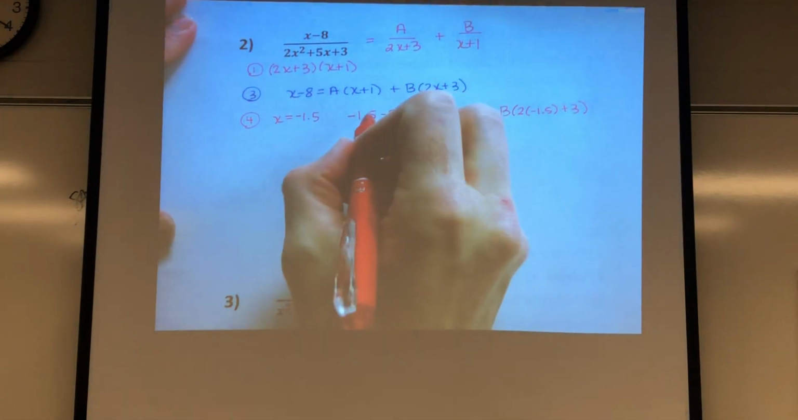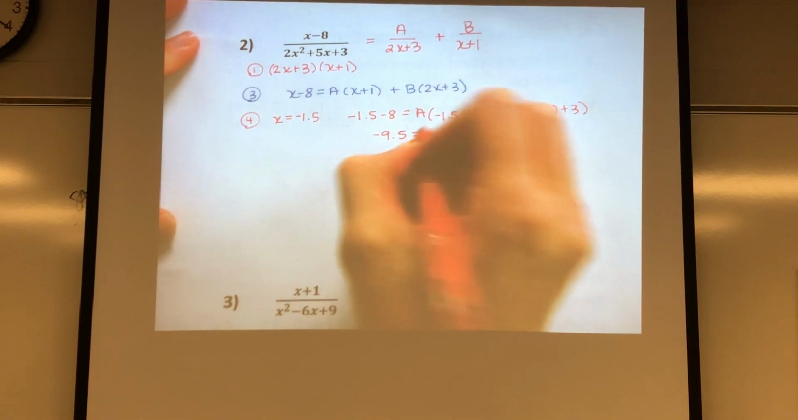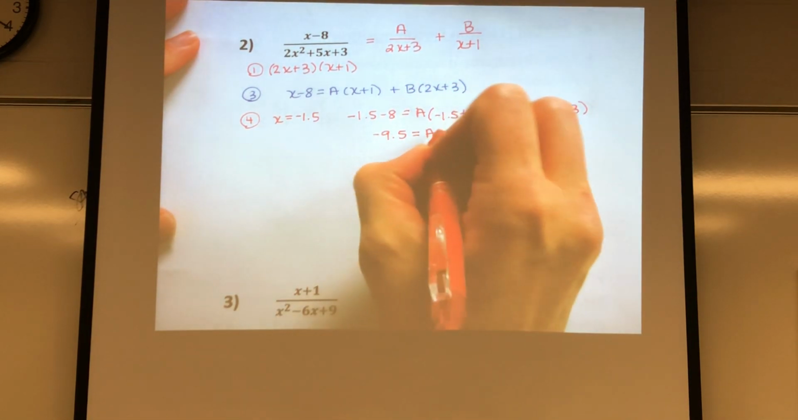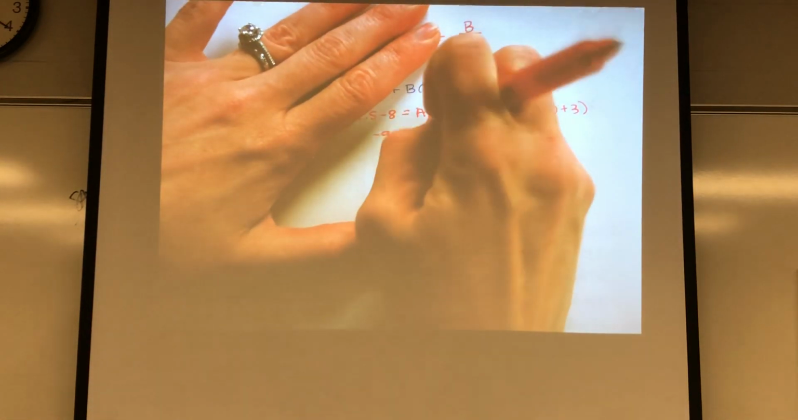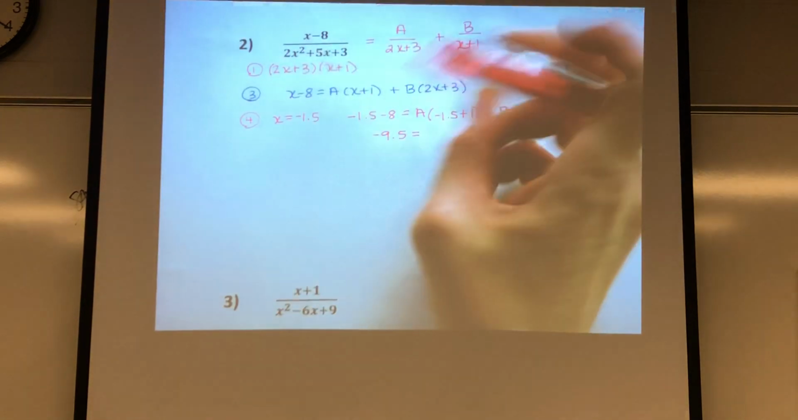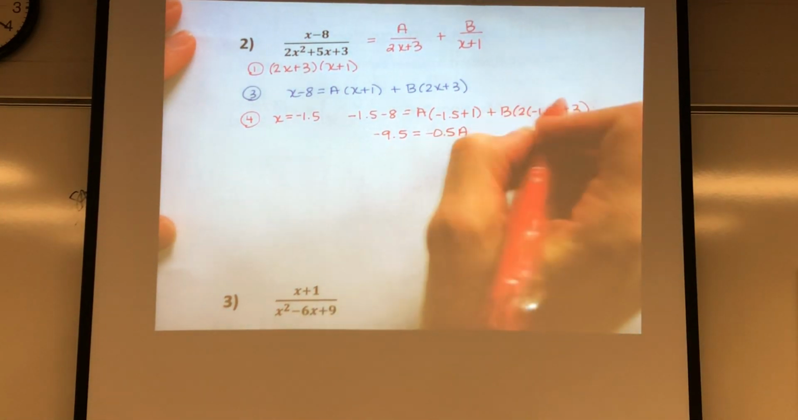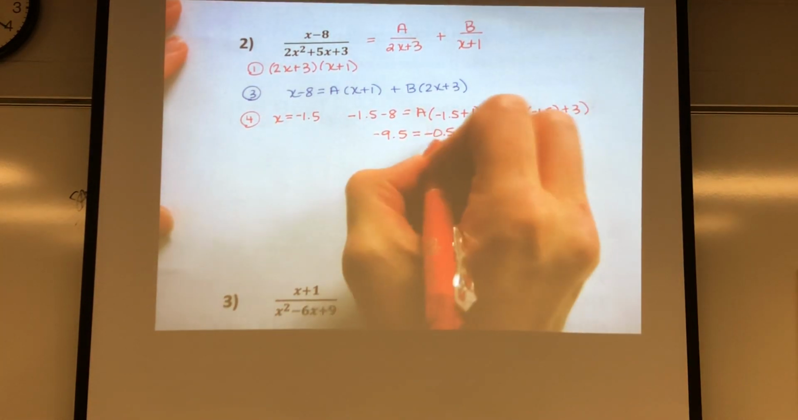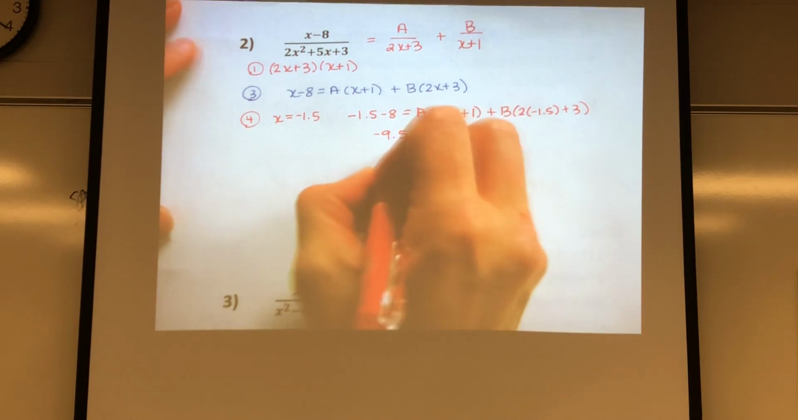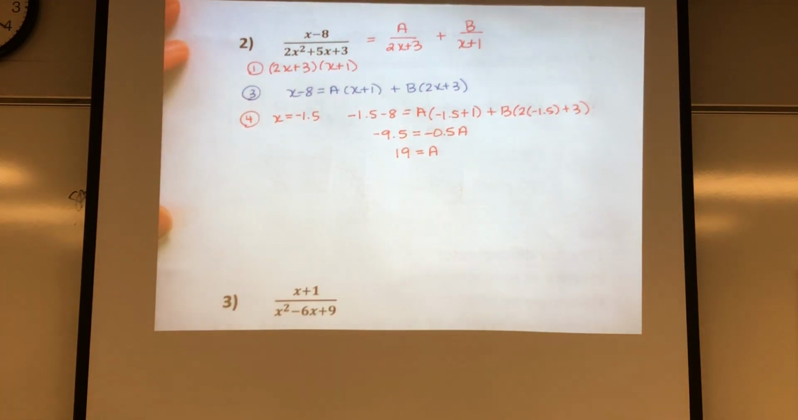All right, -1.5 minus 8 is -9.5, which equals A, I like my number before my variable, so -1.5 plus 1 is -0.5A, and then this is -3 plus 3, so that's going to be 0, all that wipes out. Divide by -0.5, so A is a positive 19.